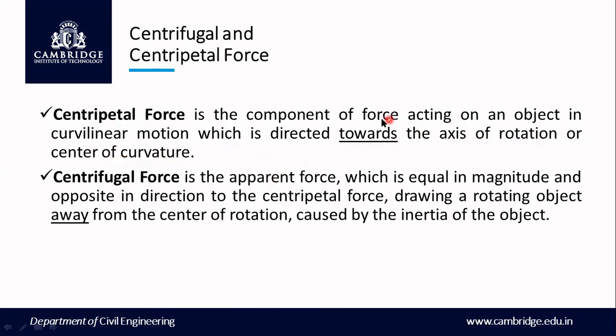So the term towards is very important in centripetal force. Centrifugal force is the apparent force which is equal in magnitude and opposite in direction to the centripetal force, drawing a rotating object away from the center of rotation, caused by the inertia of the object. So centripetal force is the force being pulled towards the axis of rotation or towards the center of the curve. And centrifugal is when you feel the object is going away from the center of rotation.